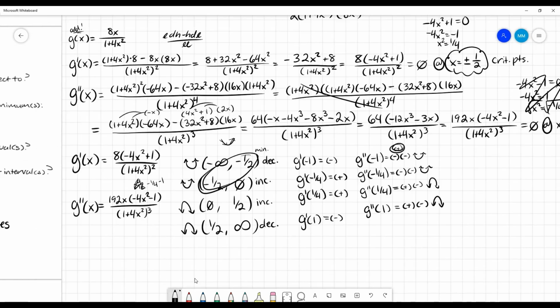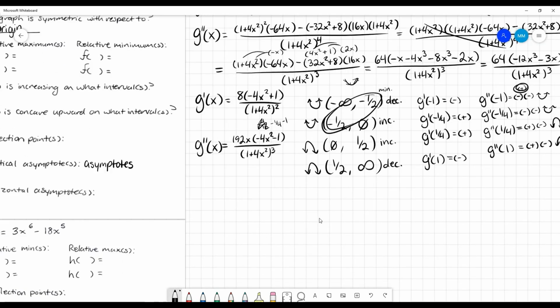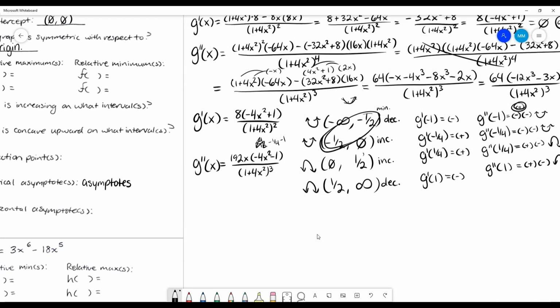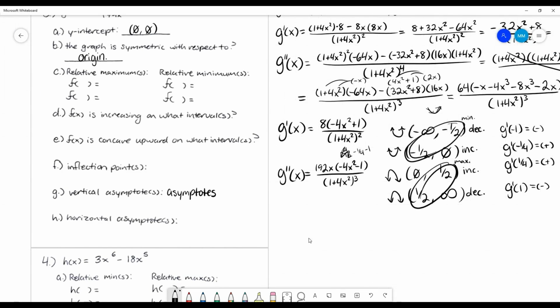Our inflection point was 0, right? That's not a critical point. And then our other critical point is 1/2, which looks to be a maximum. So now it asks for those. Our relative minimum is at -1/2, and then we don't have another. Then we have a relative maximum at +1/2, and then we don't have another. And then, of course, I would just figure out what goes here by plugging that into the original function.